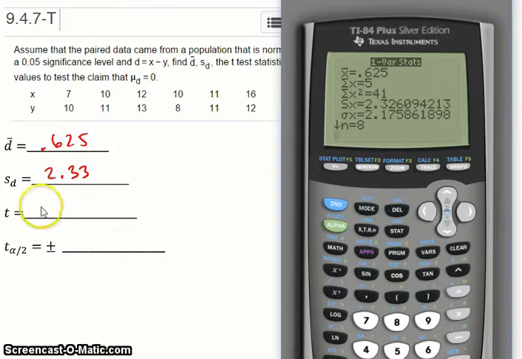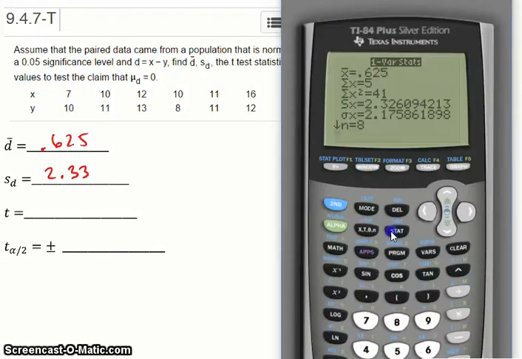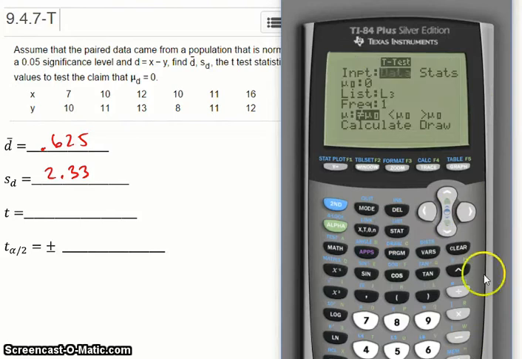To get the test statistic, I can run a t-test on the difference list. Let me repeat that. Once I get the difference list, I can treat it like it's one sample and run a t-test on that difference list. So let's go back to the calculator. We're going to go to stat, go to tests, go to t-test, press enter. We're given data, and we're going to run a t-test on list 3, which is where we put the difference list.